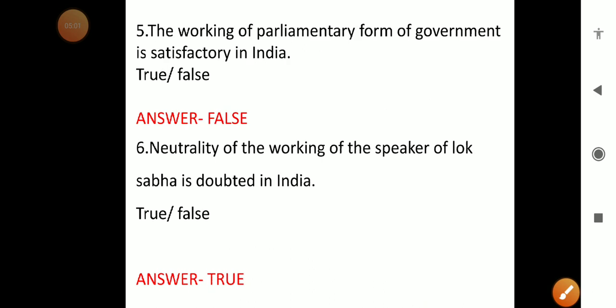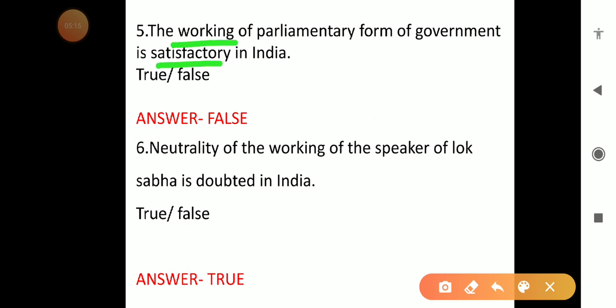Next question is, the working of the parliamentary form of government is satisfactory in India. If we talk about the satisfaction of the people about the working in India, it is not true. Why is it not true? Because we have seen how successful the parliamentary form is in England, and here we have so many problems. There is corruption, defection, coalition, purchasing power of the parties to make government. So if we see all these things, we know that it is not satisfactory.